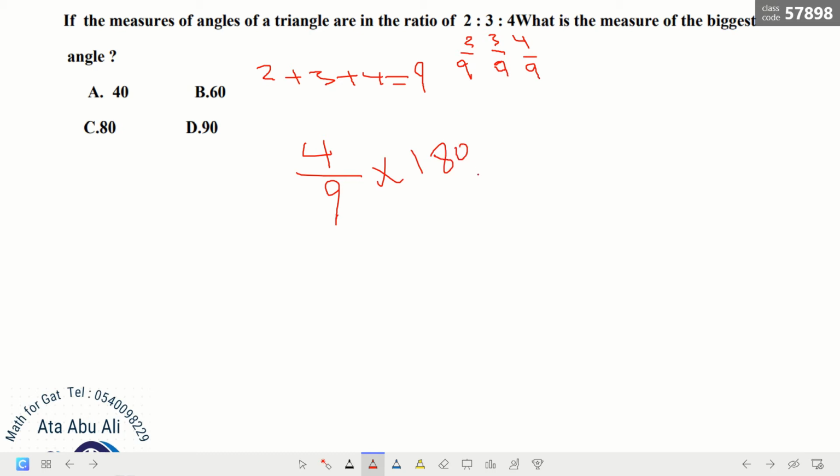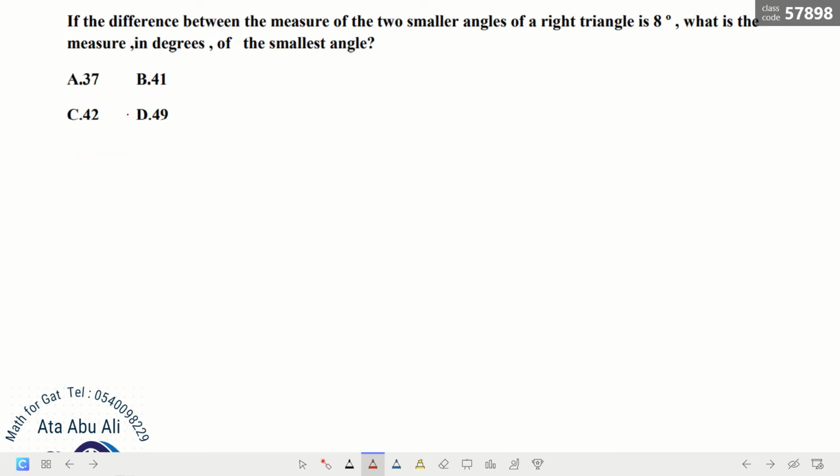Now, you can simplify: 180 divided by 9 is 20, and 9 divided by 9 is 1. Then I multiply 4 times 20, it's equal to 80. This is the simplest way to get the answer quickly. So the answer here is equal to what? It's equal to 80.